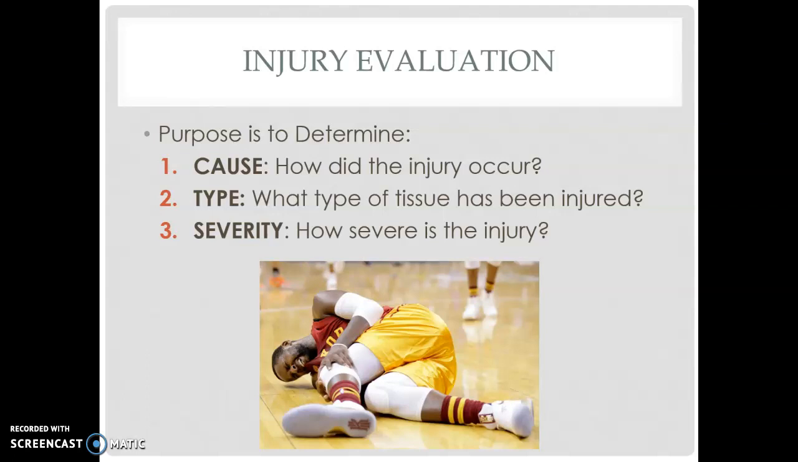With how the injury occurred, we are looking at: was the athlete on their own? Did someone else run into them? Do you have someone else that's injured? And did you see the way that their body moved to become injured?